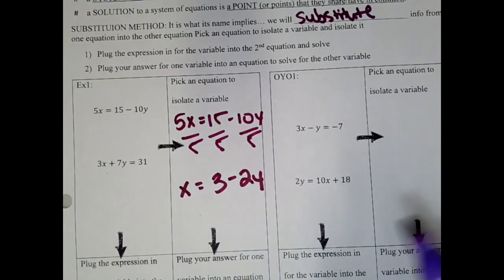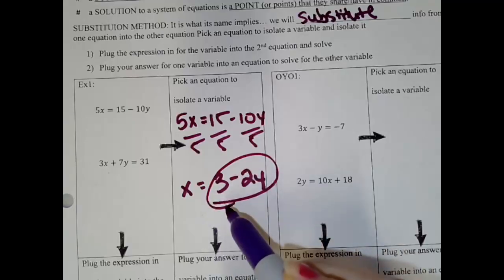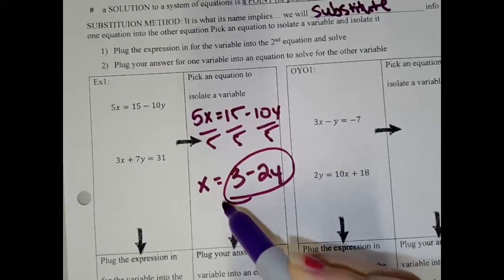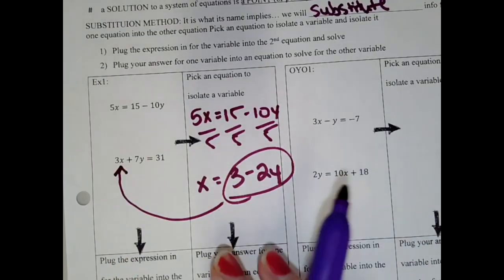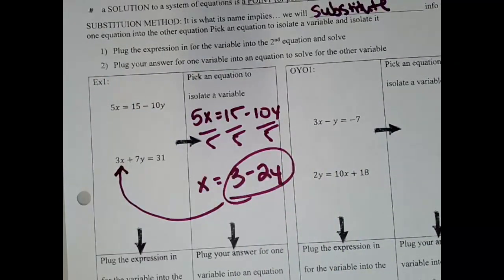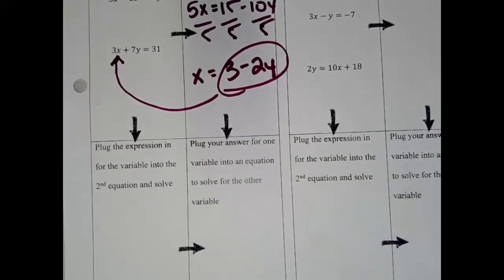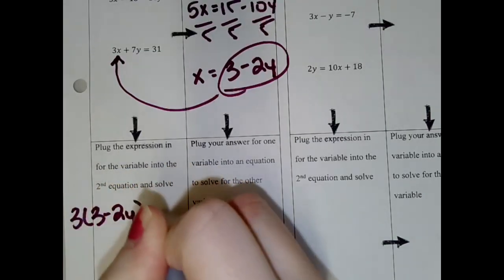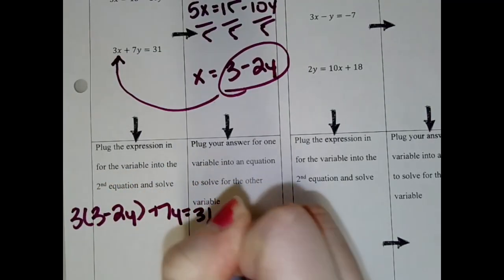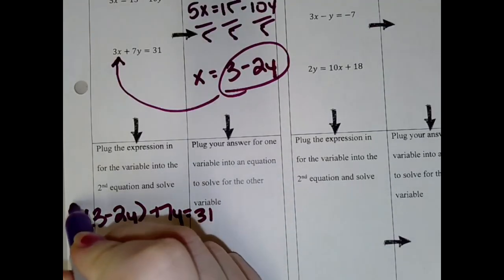I've done that. Step 2, take that expression and plug it in for that very same variable, so x, into the other equation. It's really important you don't substitute it back into the one that you rewrote. It has to be the other one. So that gives me 3 times the expression 3 minus 2y plus 7y equals 31. And I'll do the solving from there.